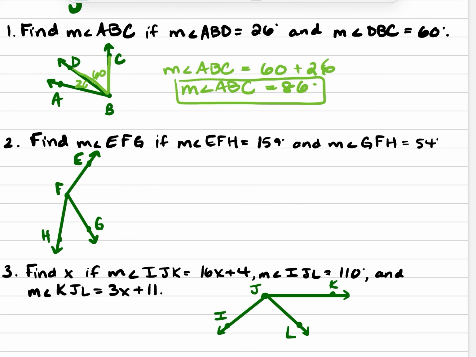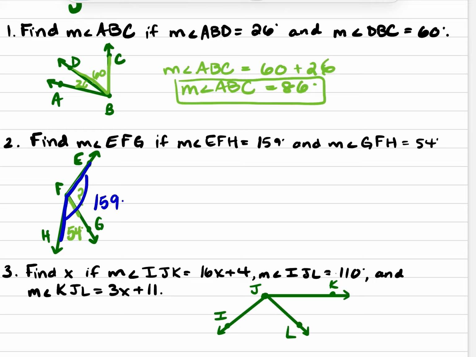The measure of angle EFG is what we're going to find here. So EFG is not the biggest angle, it's a piece of the whole angle there. So we're finding this. EFH, so from E to F to H, the biggest angle, is 159, and GFH is 54.